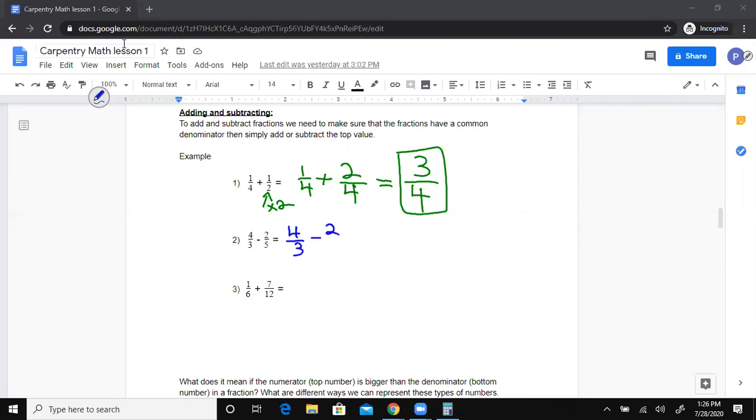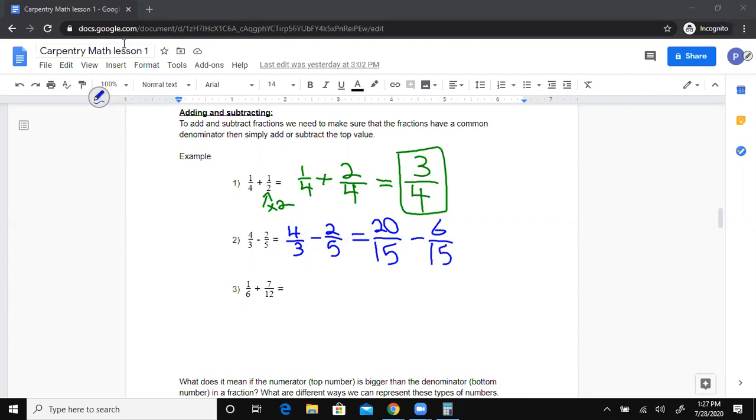4/3 subtract 2/5. I want these to have a common denominator, and the best way to find a common multiple of 2 numbers is just to multiply them together. So I'm going to take the fraction over 3 and multiply it by 5/5, and the fraction over 5 and multiply it by 3/3. This is exactly the same equation as 4 times 5 is 20, and 5 times 3 is 15, minus 2 times 3 is 6, and 3 times 5 is 15.